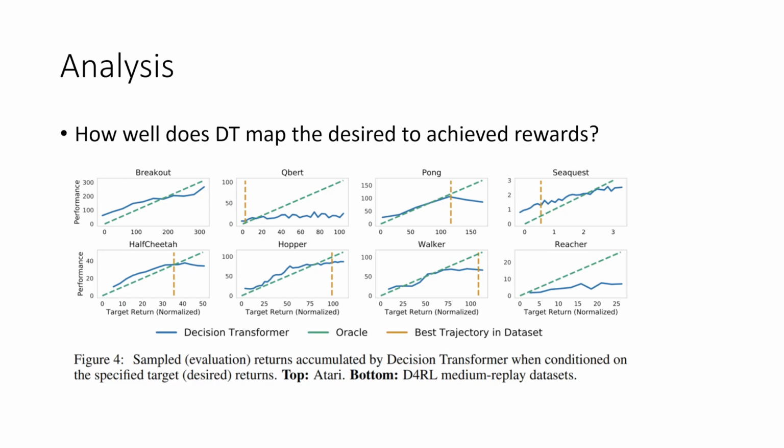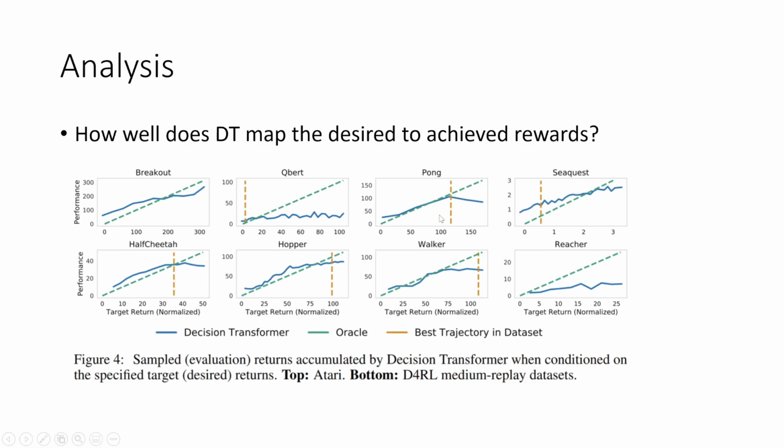This is what it shows here, is that the oracle is what you're telling it to get, and then your decision transformer is what it actually gets. And then your best trajectory in the data set is just where the optimal and the best performing one is in the data set. So for example, if we look at Pong, you'll notice this is a 1-to-1 ratio in each case. The oracle, at 300 desired performance, would get 300 actual performance.